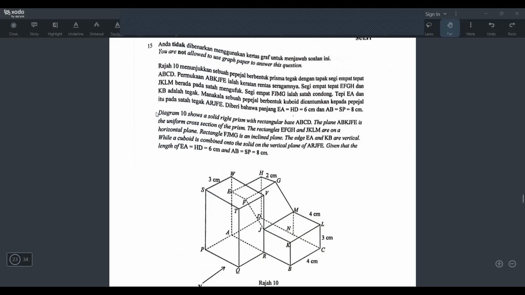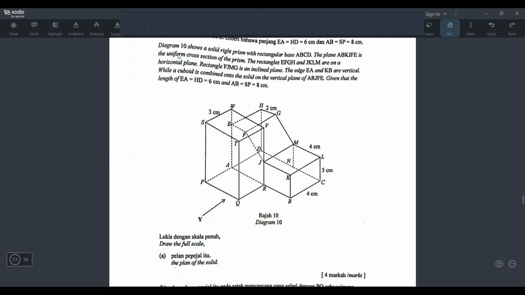All right, let's continue with question number 15. So I think this is another lower form chapter. Okay, it's called plan and elevation, right? Okay, tak apa, let's baca soalan. You are not allowed to use graph paper to answer this question. Okay, got it. And then diagram 10 shows a solid right prism with rectangular base A, B, C, D. So it's a rectangular base. So I think if this is 4 cm, the AD should be 4 also, right? Since it's a rectangle, right?